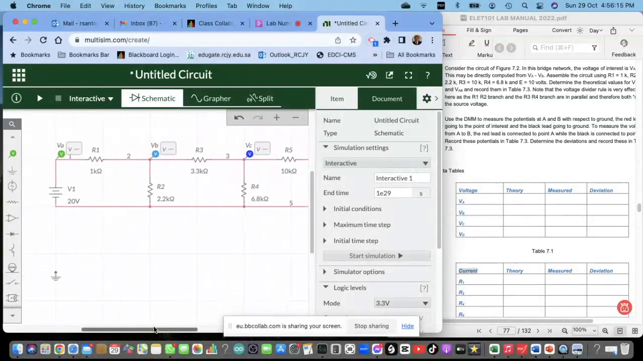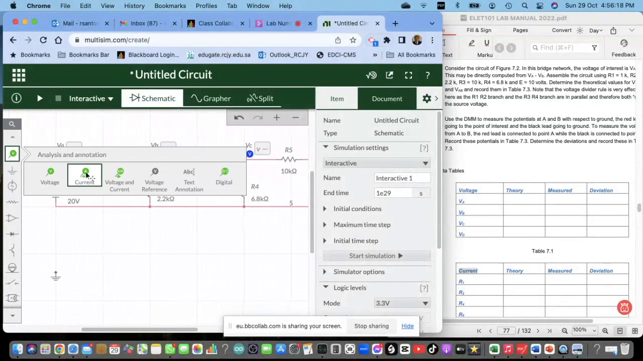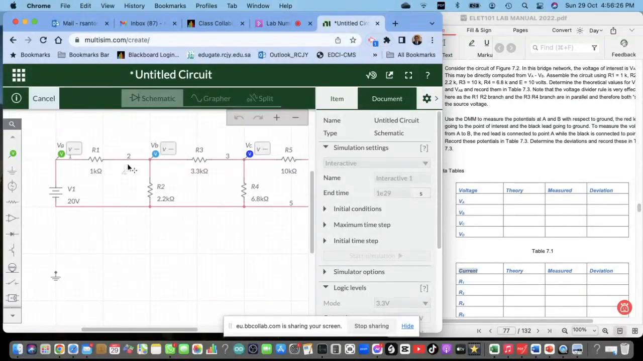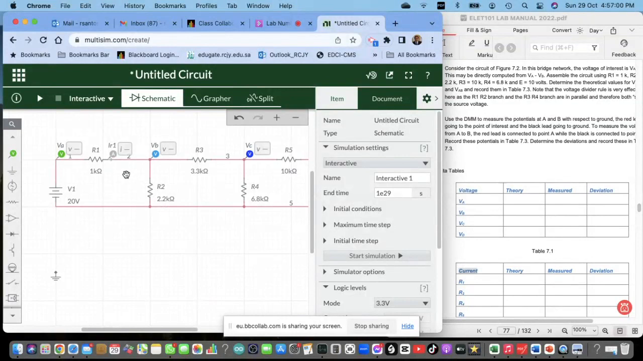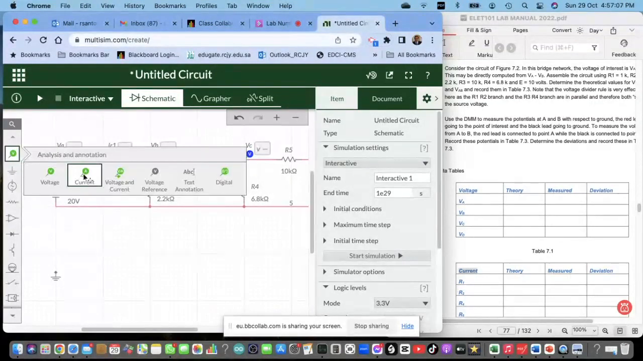So what I need to do is very simple. Go to the toolbars. We need current measurement, so just click this button on the toolbar. From this point, we can measure the current of R1. Let's call it IR1. Is that correct? Okay, IR1 is there.